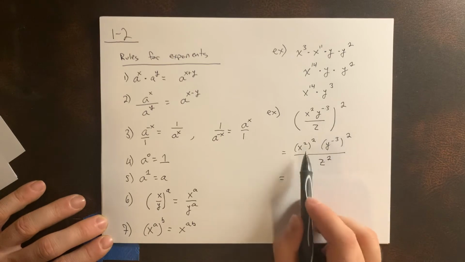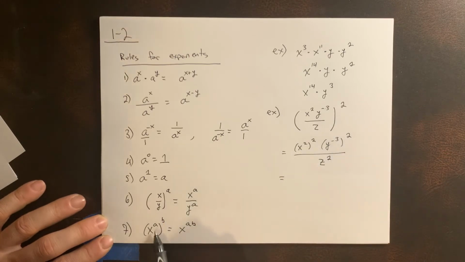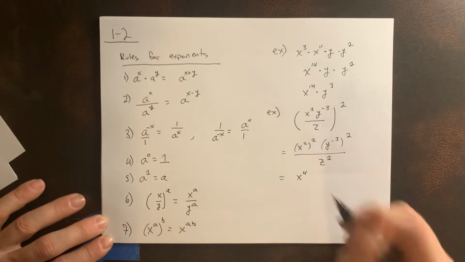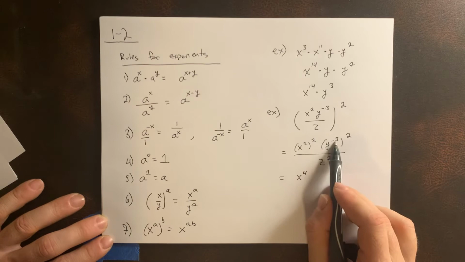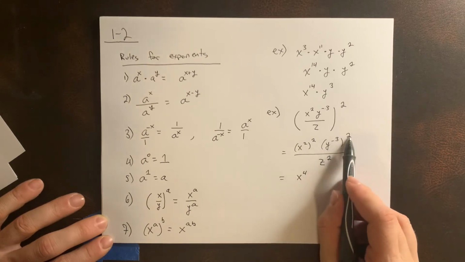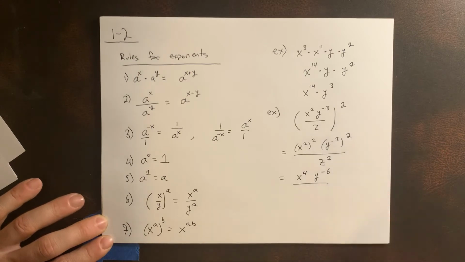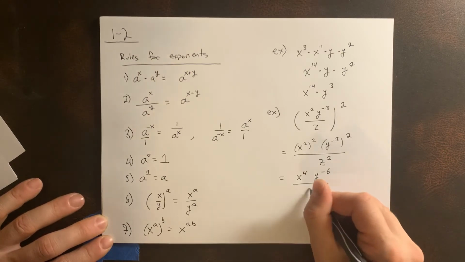Okay, so here we have x squared squared, so like this property. Whenever we have something like that, we just multiply the two powers. So 2 times 2 is 4, so this is going to be x to the 4. Here we have y to the minus 3 to the 2. So minus 3 times 2 is minus 6. So we'll have y to the minus 6. And then the bottom we just have z squared.